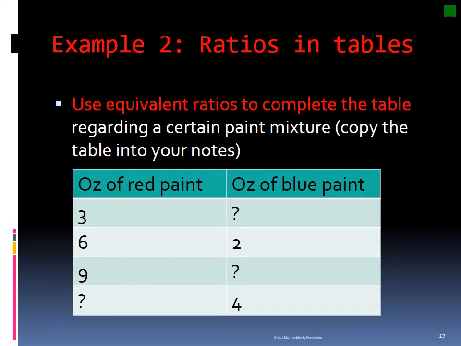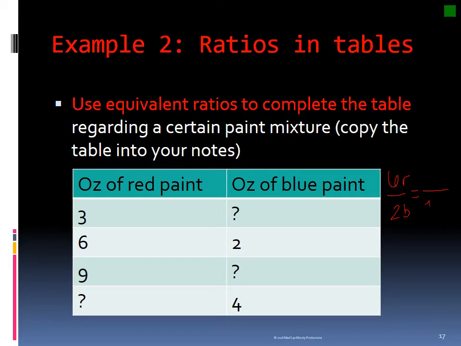So let's take a look at the ratio we are given. You always want to look at the full ratio. Whatever full ratio or complete ratio you're given, that's where you want to start. So my complete ratio here is 6 ounces of red paint for 2 ounces of blue paint. And I need to know what this unit rate is in order to figure out the other equivalent ratios.